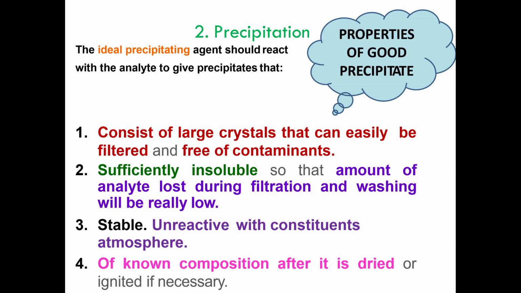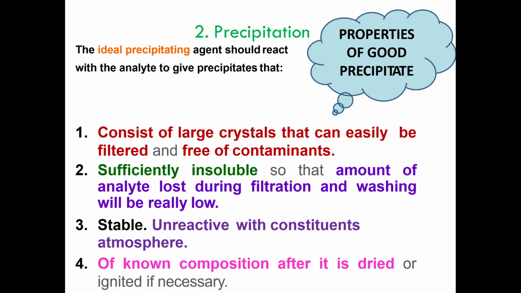Next are the properties of a good precipitate. What are the properties of a good precipitate? The precipitate that we need in gravimetric analysis should be large, consisting of large crystals that can easily be filtered and are free of contaminants. The product should also be sufficiently insoluble, so that the amount of analyte lost to filtration and washing will be really low.